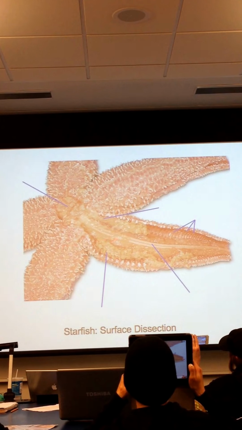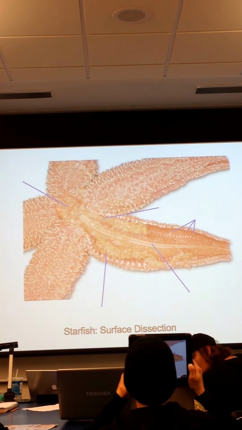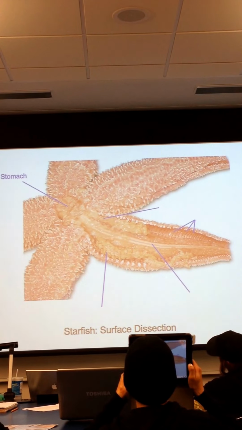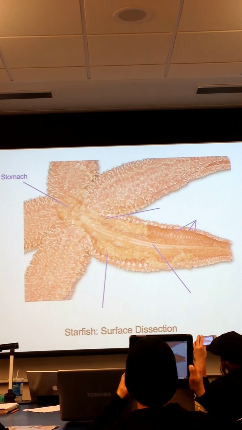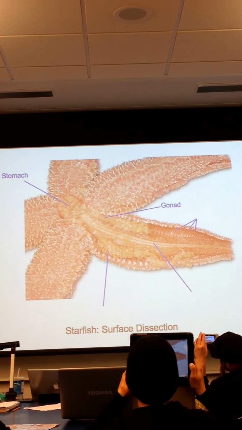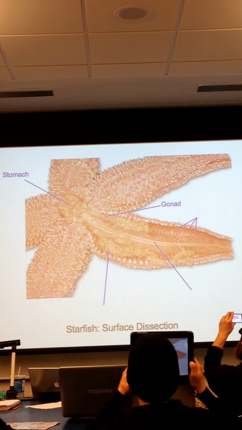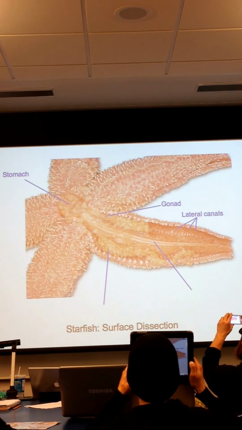Okay? So we're going to start up here. What's this structure? Is that the stone or the ring canal? It's on the inside. So it's actually the stone. My bad. It's alright. Okay, what's this here? That's actually the gonad. Okay? What's this here? These guys. Is that the lateral? Good. For those of you who did the sea star reports, these are your lateral canals. Good. What is this here?